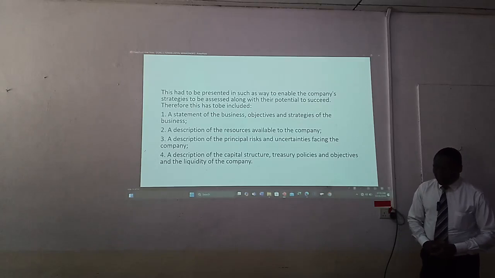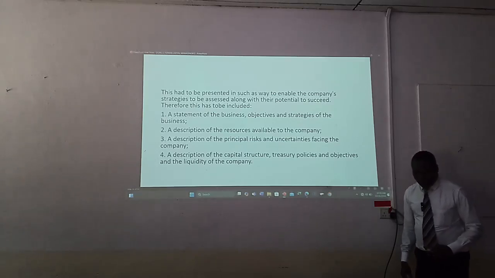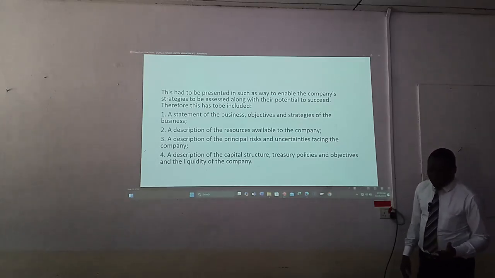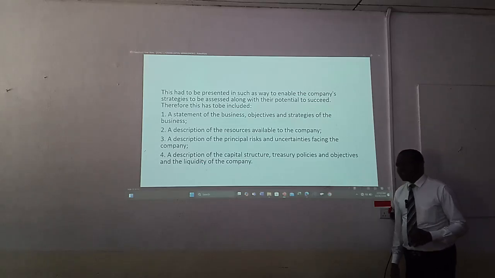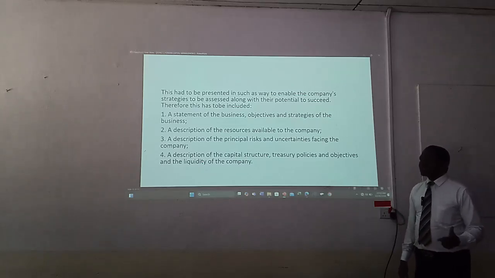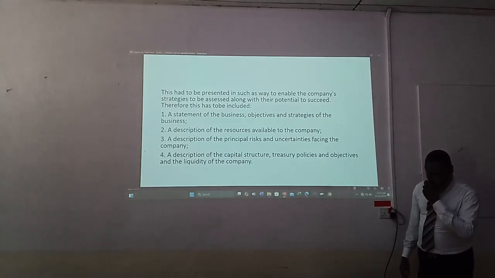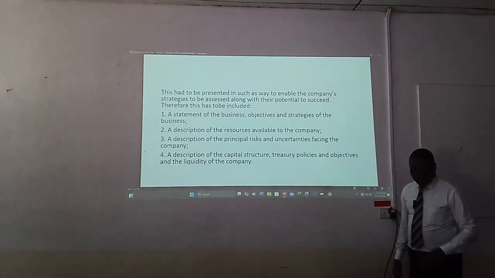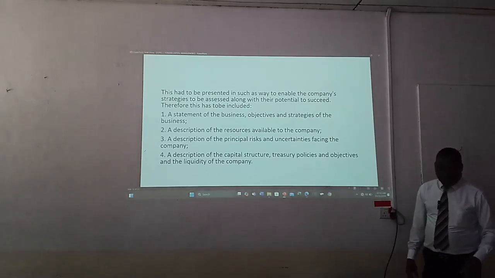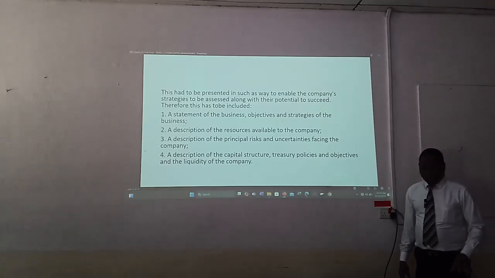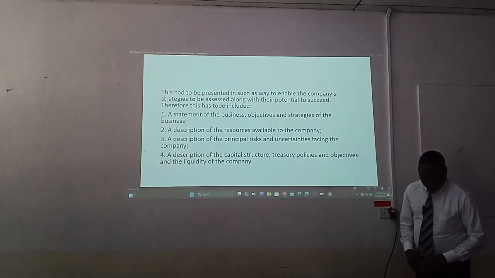A description of the resources available to the company. This must be put in your report. You describe what resources are available for you. And then once you've done that, investors are going to be happy with you.